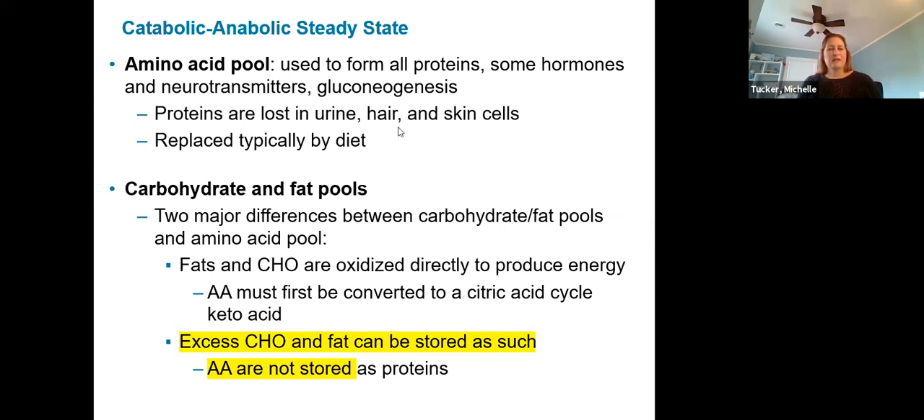Okay. Carbohydrate and fat pools, as I mentioned, amino acids are not stored as proteins. So we don't store proteins in the body. Excess carbohydrates can be stored as glycogen, and fat can be stored as triglyceride.